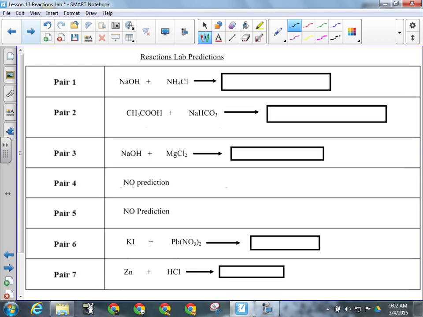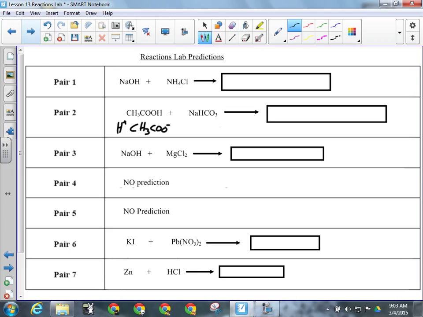Okay, for pair number 2, I've got acetic acid. Now, it's written funny because it's a weak acid. Hydrogen's acting as the metal in this one, even though it's listed second. But when you have an organic compound, you always have to write it with the carbon first. It's weird. So this is really H plus and CH3COO minus. That's how it looks. So is it an ionic compound? It is. This is an ionic compound.